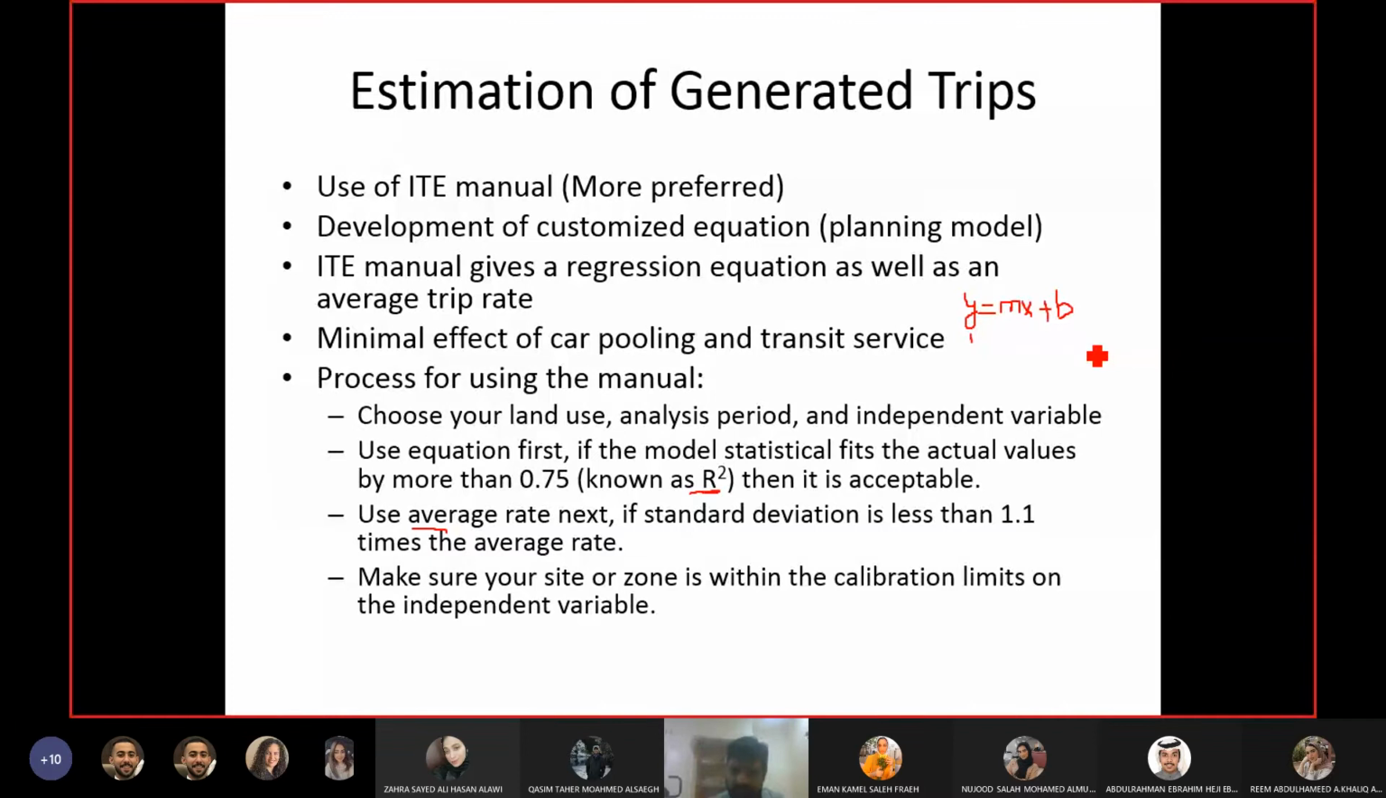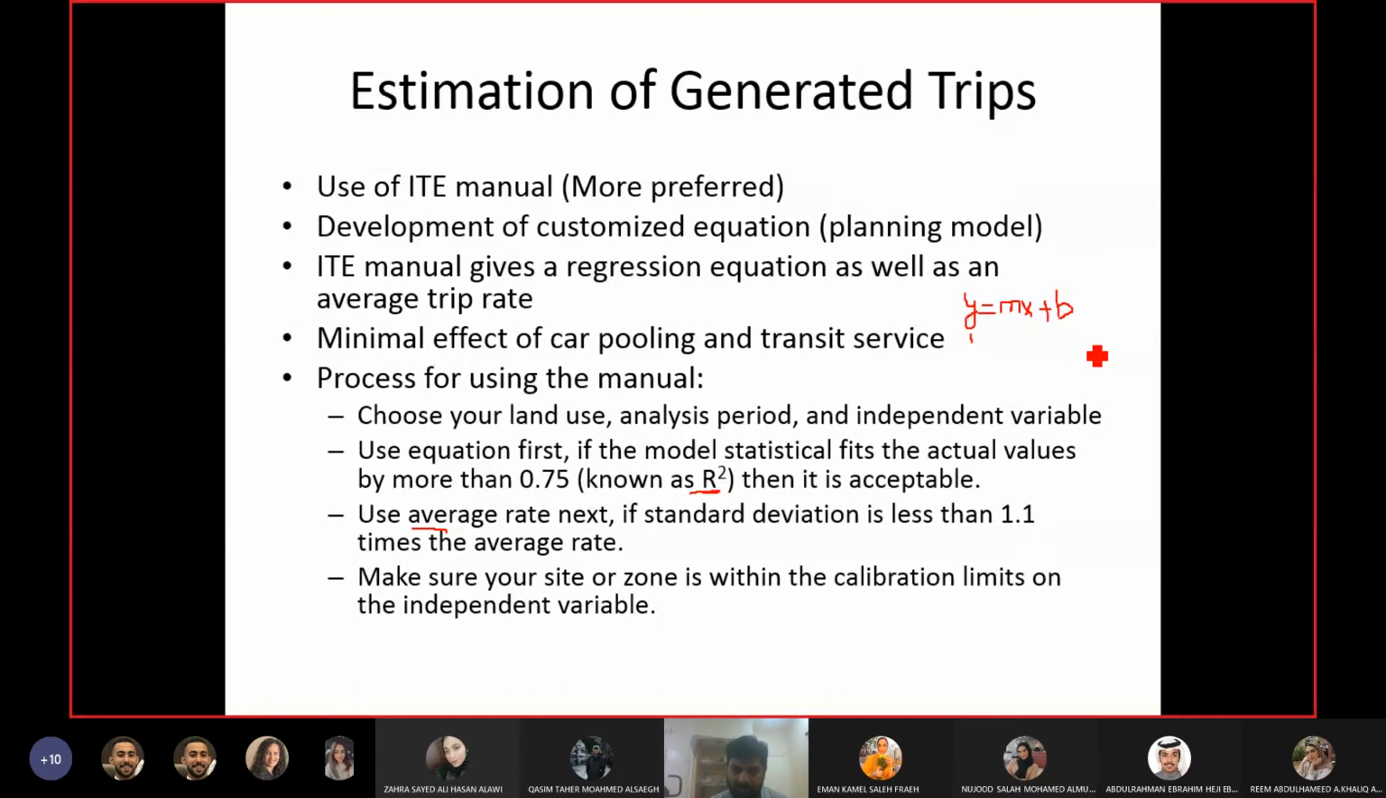Okay, so choose a land use and analysis period, and the independent variable will come from the ITE manual, as I said. Then you have two options: use the equation. If R square is more than 0.75, use the equation. Otherwise, come to the trip rate and check whether the standard deviation of the trip rate is less than 1.1 times the average rate, then you can use the trip rate.